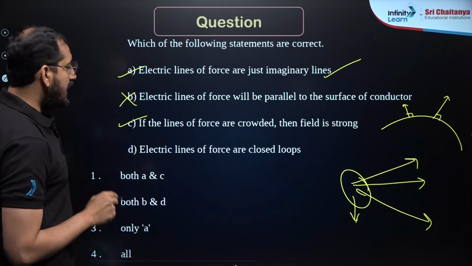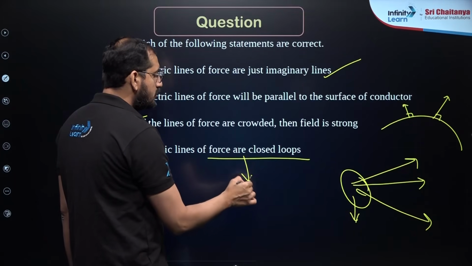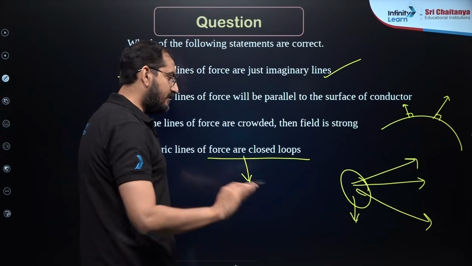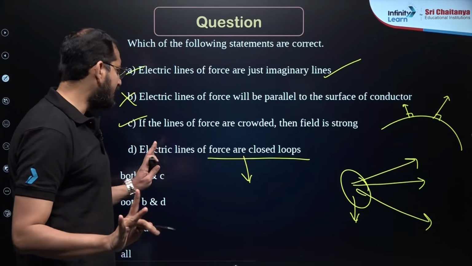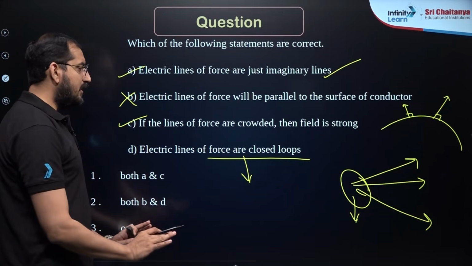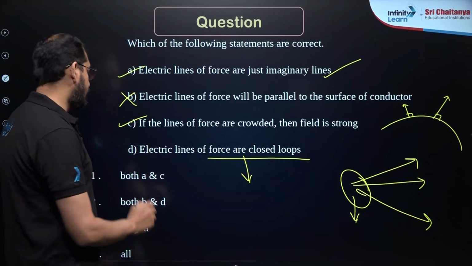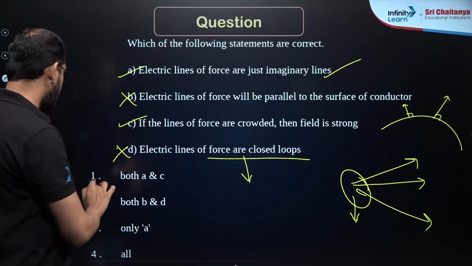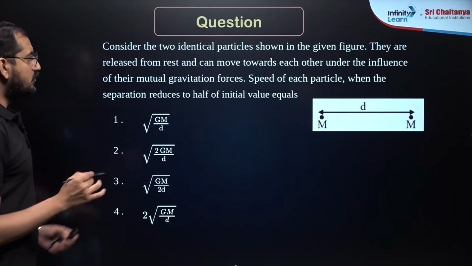What about D? Electric lines of force are closed loops. For an electrostatic electric field, it is not a closed loop. It will never close. For an induced electric field, it may form a closed loop, but if nothing is mentioned about whether the field is an induced field, by default we will assume that these are electrostatic fields and they are open, they are not closed. So D is also a false statement. A and C, the first option is your correct answer. Okay, let's go ahead to our next question.